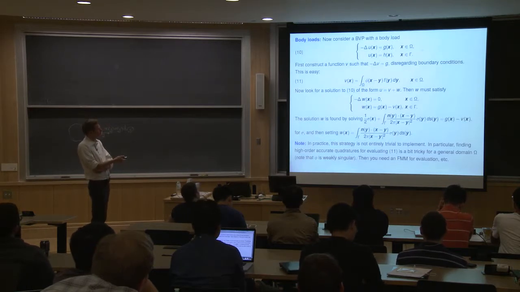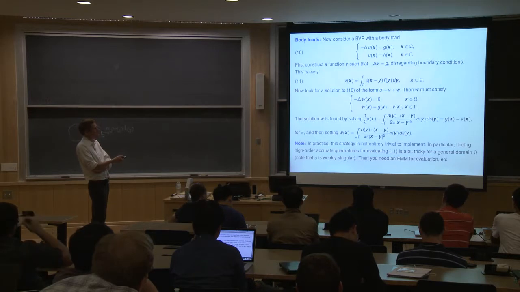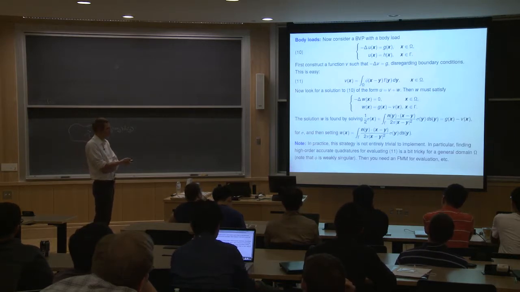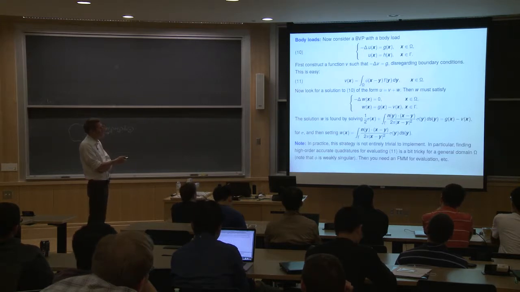Now view the solution u as a superposition of what we call the particular solution v, and then the remainder is what we call the homogeneous term. The homogeneous term satisfies the Laplace equation with no body load, and then this modified Dirichlet condition.